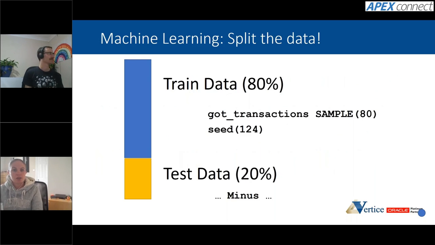So what we need to do for machine learning is split the data into train data and test data. And that's so that when we actually get to applying this, we don't overtrain the model. So train data, we can split it 80-20. And there's a great example of this in the database. You can do a sample and then 80, and it'll take 80% of the data and put it into the train. And if you add the seed function, it enables repeatability later on. And then if you want to create 20% test data, the database can help you again with a minus function and put the other 20% into the test data. So now we're ready to actually do our machine learning.